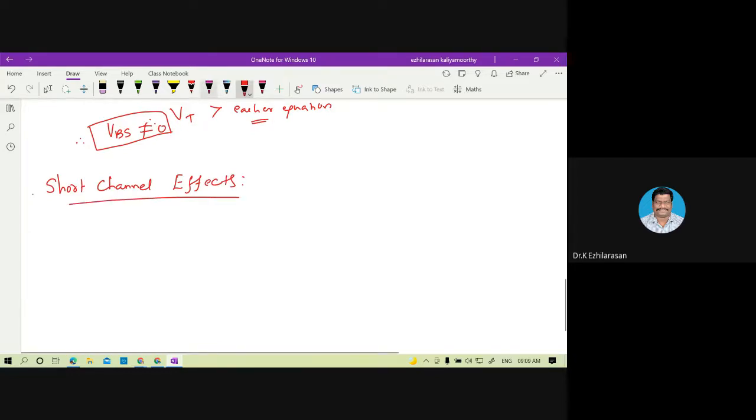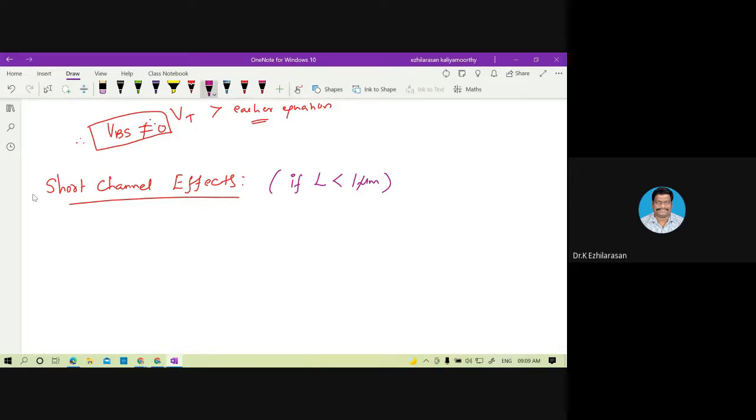Now, okay, let us see. What is the short channel? But before that, we need to know what is shown by short channel effect. Short channel effect is simple. If the length of the channel goes beyond 1 micrometer, what problems will come? As we know, as the length gets reduced, so many problems and so many effects will come.